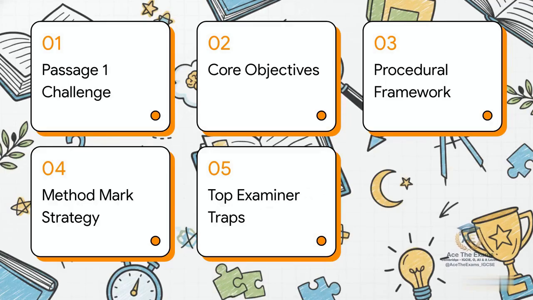Here is our flight path for today's explainer. 1. The Passage 1 challenge. 2. Core objectives. 3. The procedural framework. 4. The method mark strategy. And 5. Top examiner traps. Let's dive right into the storm.